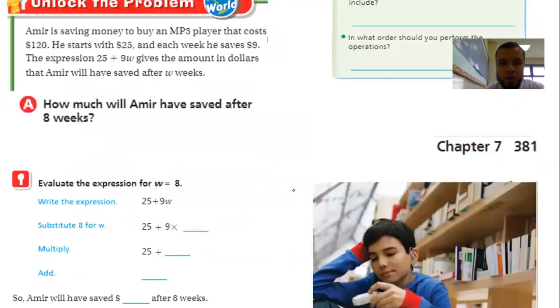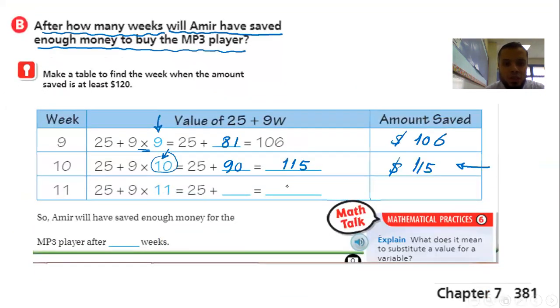Okay, so here I need you to calculate more. 11 multiply 9. Excellent, 99. Plus 25. 5 plus 9 equals 14. 4, and we carry up 1. 1 plus 2, 3, plus 9 equals 12. 124. Is that amount enough for buying the MP3 player?